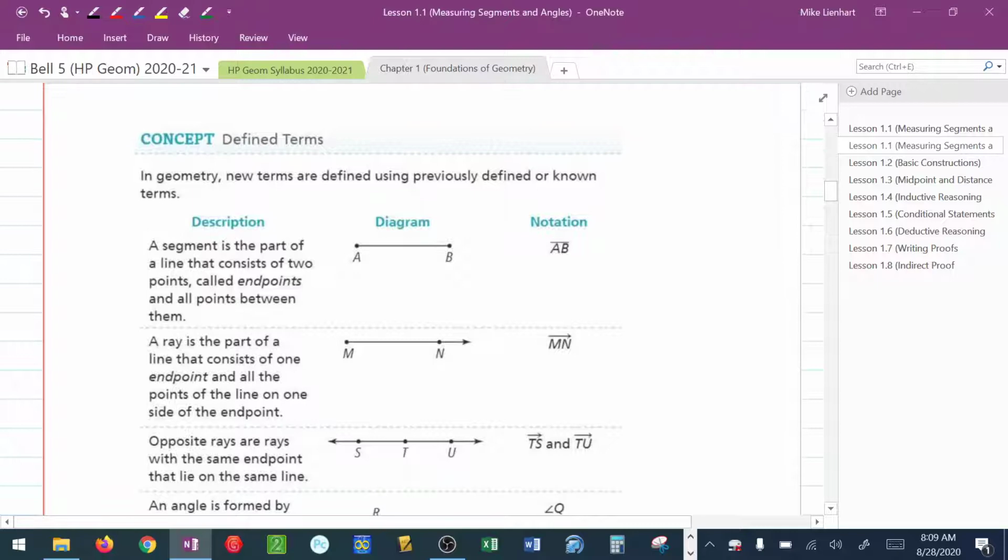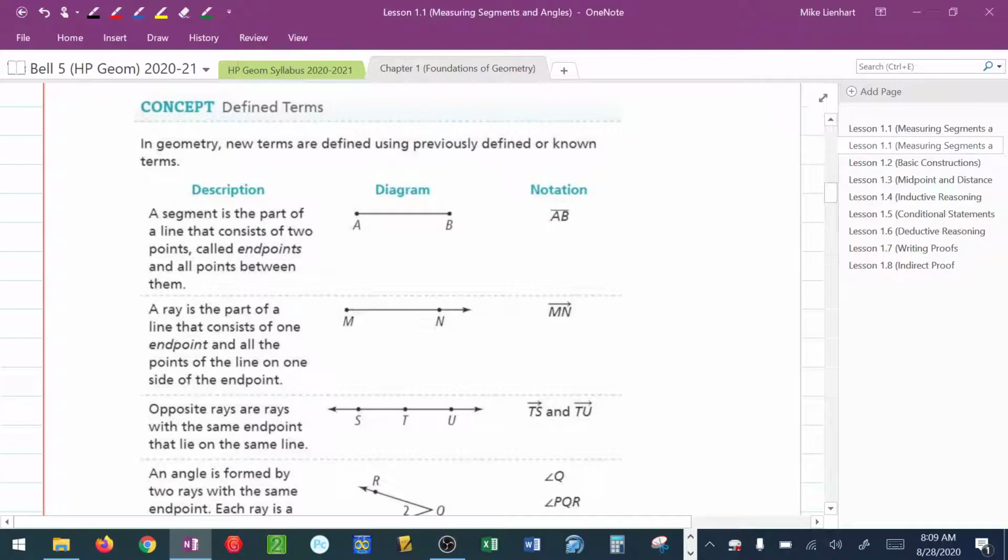Then we have some defined terms. These are now based off of things we've previously defined. First one is called a segment. Sometimes you'll hear this referred to as a line segment. A line segment, or a segment, has two distinct endpoints, and it collects all the points in between. It is a part of a line. Okay, notice again how they name it. Naming it, guys, is that notation part right there.